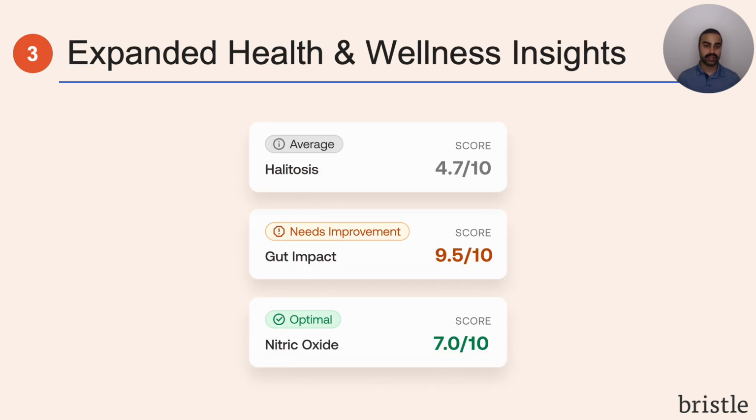The third area that sets Bristle apart is our broader health and wellness insights. So in addition to the primary oral health insights, you'll also get scores for halitosis, gut impact, and nitric oxide. So let's take a deeper look at each one of those.